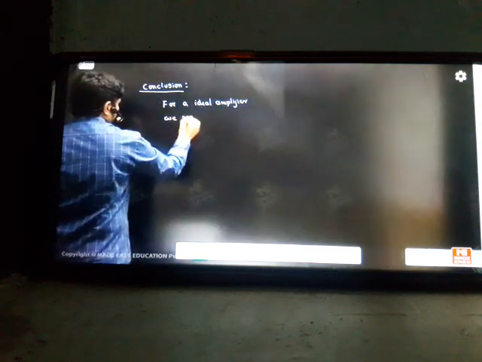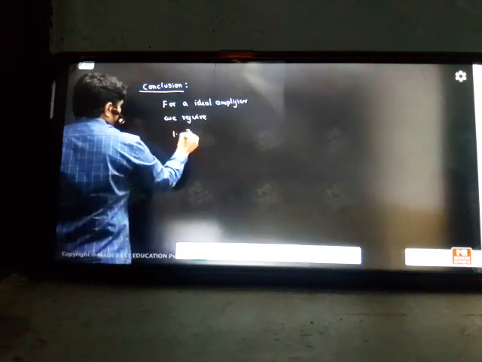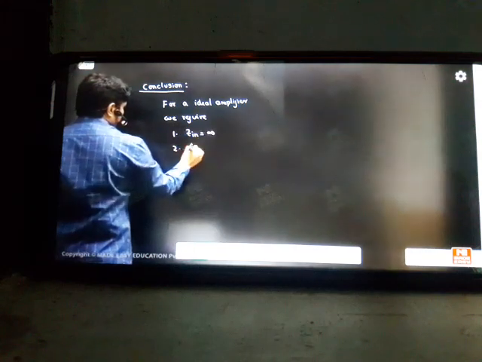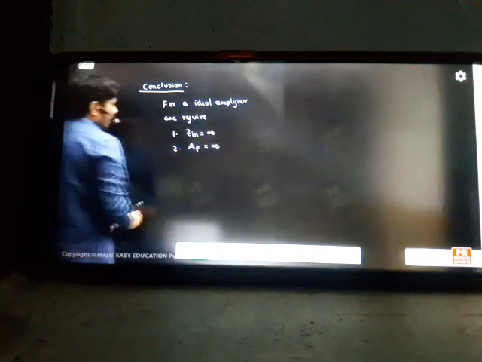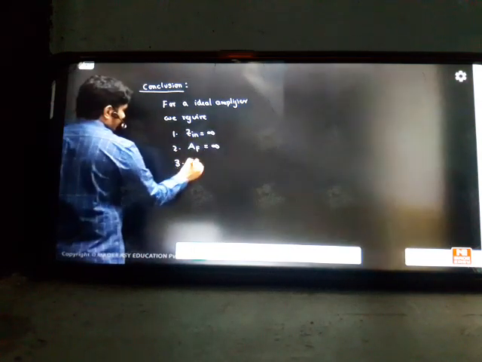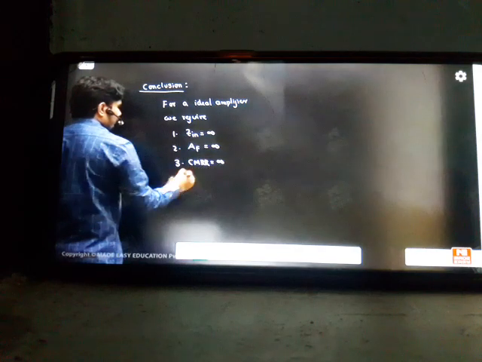we require, first one, input impedance should be infinite. Second one, your AF, closed loop gain, should be infinite. High gain, high input impedance. And point number 3, CMRR should be infinite. These 3 points I want.